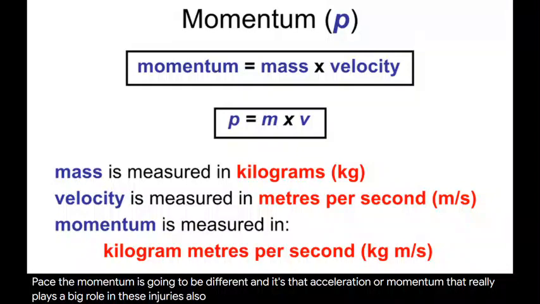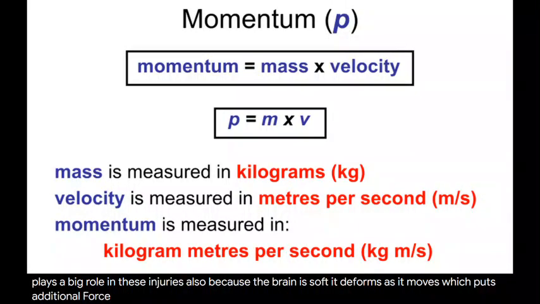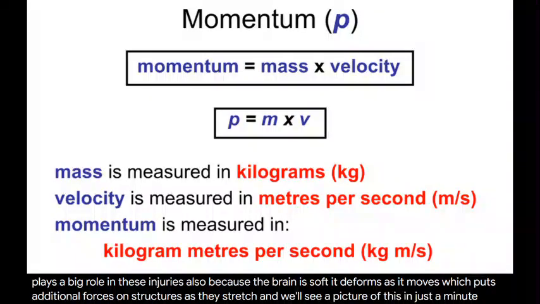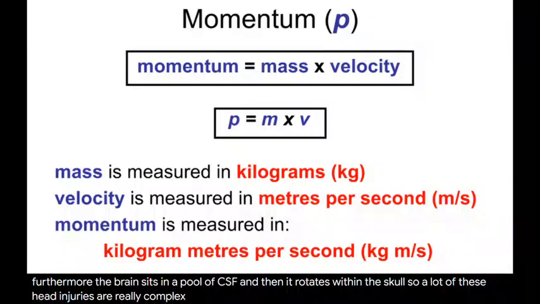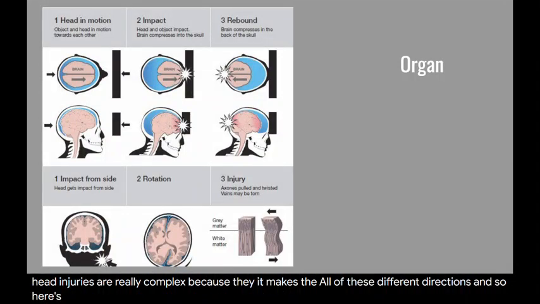Also, because the brain is soft, it deforms as it moves, which puts additional force on structures as they stretch. And we'll see a picture of this in just a minute. Furthermore, the brain sits in a pool of CSF and then it rotates within the skull. So a lot of these head injuries are really complex because it makes different parts of the brain move in all of these different directions. And so here's just a visual of that.